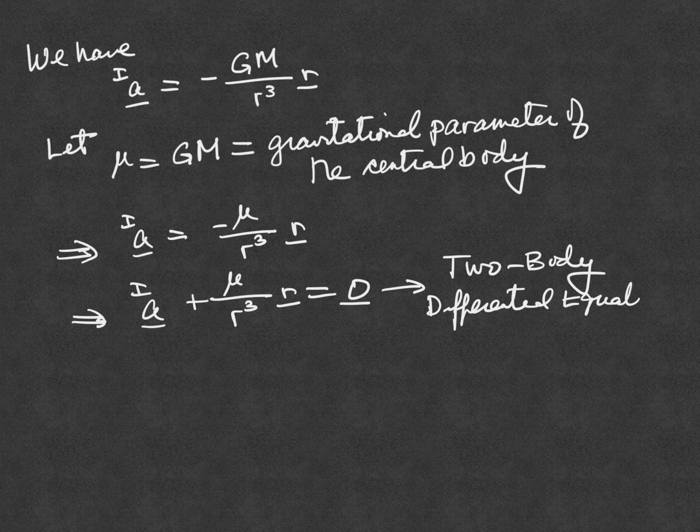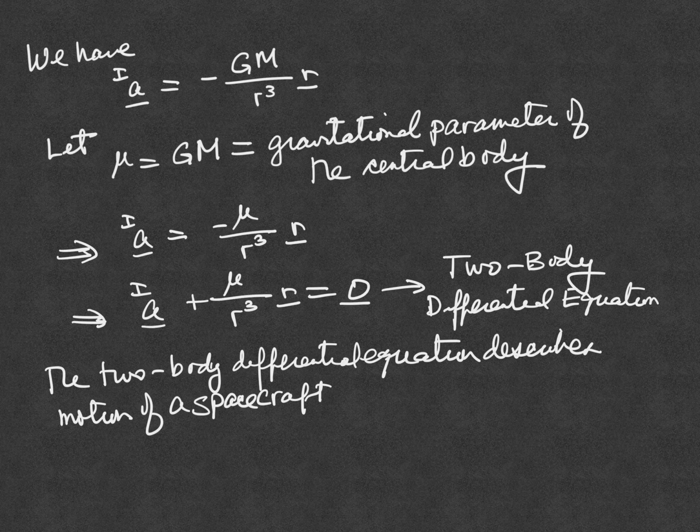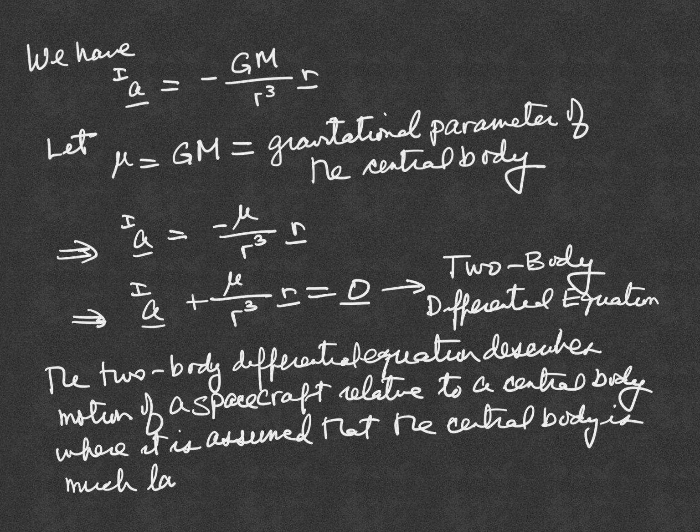And what's important about this equation is that the two-body differential equation describes motion of a spacecraft relative to a central body, where it is assumed that the central body is significantly larger in mass than that of the spacecraft.